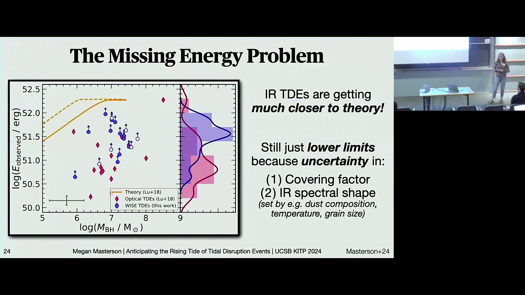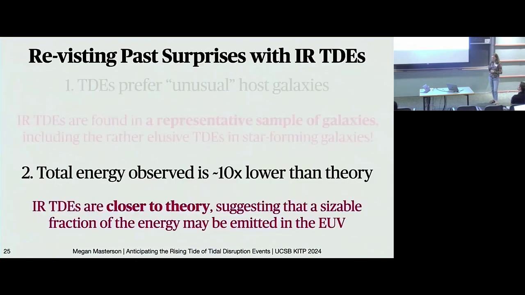However, we have some lines of evidence that point to a relatively high covering factor in these sources. Namely, we're not seeing our optical and UV emission. But I think this is an exciting step forward, though there's still some more work to be done with this sample of infrared selected TDEs. So in summary, they're closer to theory, suggesting that at least some of the radiation must be emitted in the EUV.